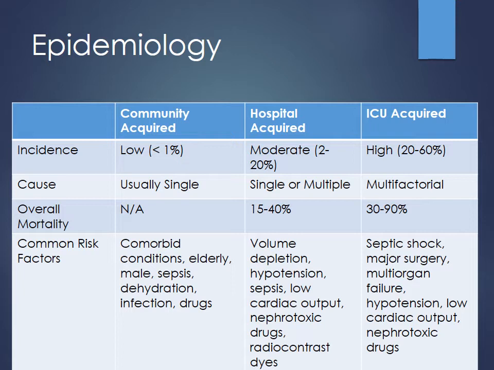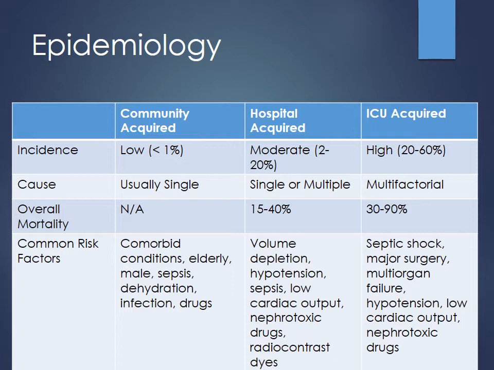Versus when you're in the ICU, it could be that you're hypovolemic due to sepsis, and then you also have an aminoglycoside on board that you're using to treat Pseudomonas, and then X, Y, and Z. Normally, you're going to see the mortality also be much higher as you get into the more complicated cases, especially in the ICU.